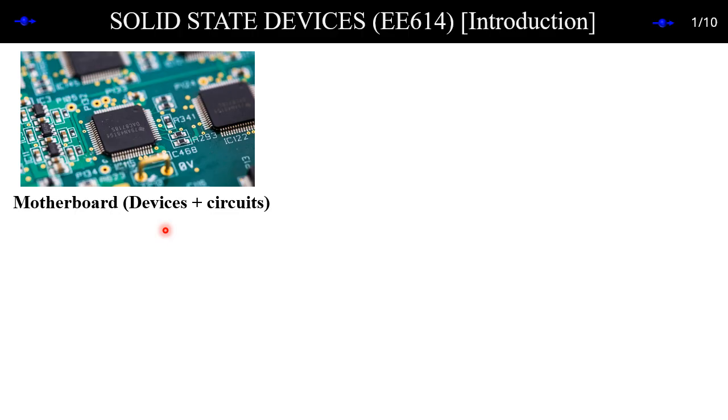So we have two important things here. First, electronic devices, and then with these devices there are circuits. There are two aspects. In this course we'll particularly focus on the devices part. Essentially we would like to know how devices operate, the working principle. And there are other courses where you will learn how devices are processed and how you can make circuits.